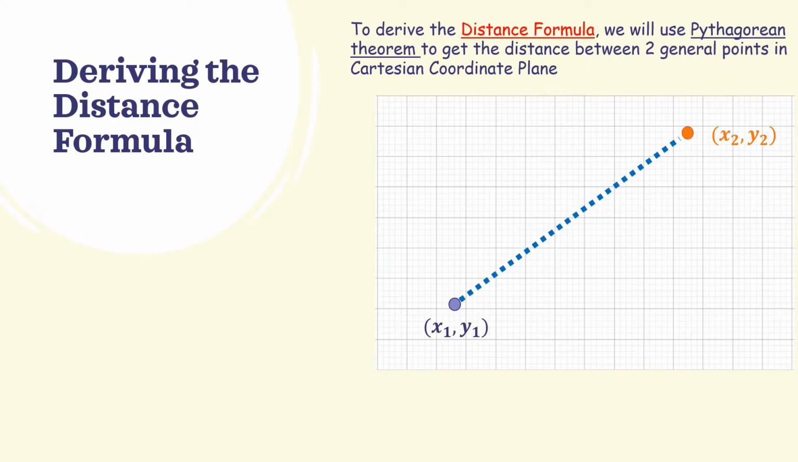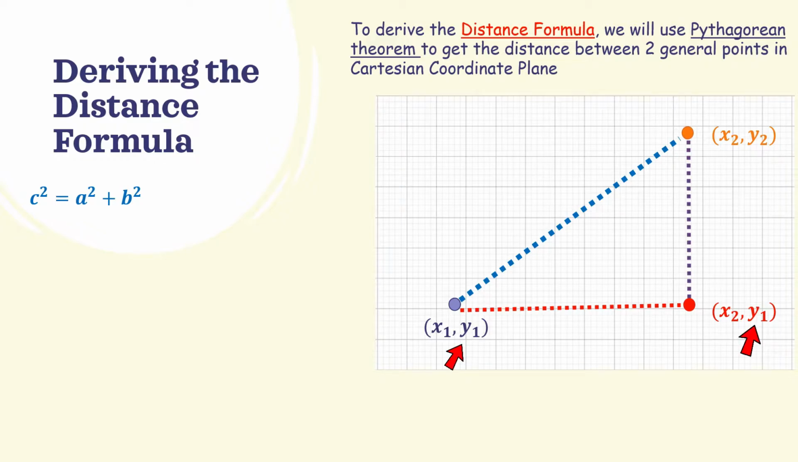In my previous video, we discussed that if you're looking for the distance between two points on your Cartesian plane, you can use the Pythagorean theorem, which is c squared equals a squared plus b squared. So all we have to do now is to form a right triangle. To do that, we're just going to add more lines on our figure. You can also get the coordinates of the third point, which will be x sub 2, y sub 1. Since it is horizontally aligned with x sub 1, y sub 1, it will have the same y coordinate. And since it is vertically aligned with x sub 2, y sub 2, it will have the same x coordinate as x sub 2, y sub 2.